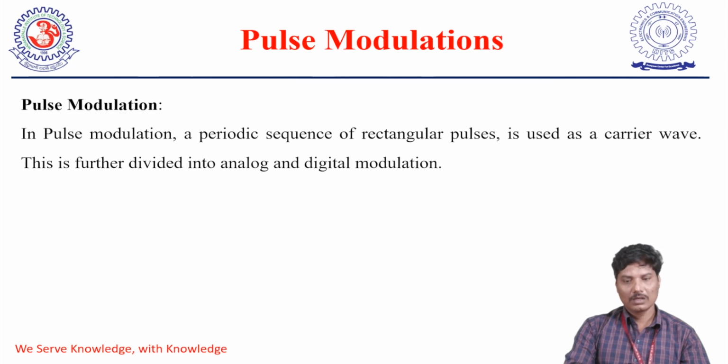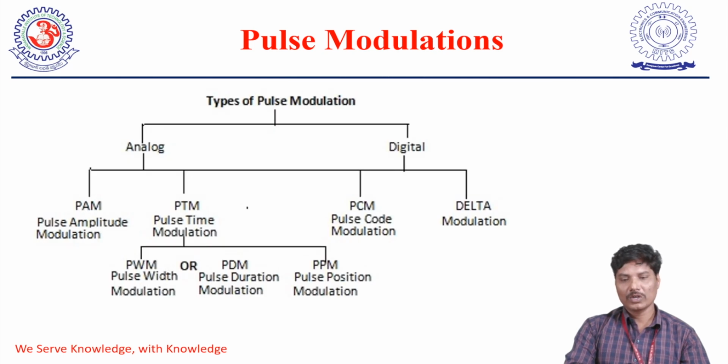This is further divided into pulse analog modulation and pulse digital modulation. In pulse analog modulation, the amplitude of the pulses, the amplitude of the carrier signal, which is a train of high frequency pulses, varies in accordance with the message signal. Another is pulse time modulation. Time may be a width or duration, or it may be a position between the pulses.